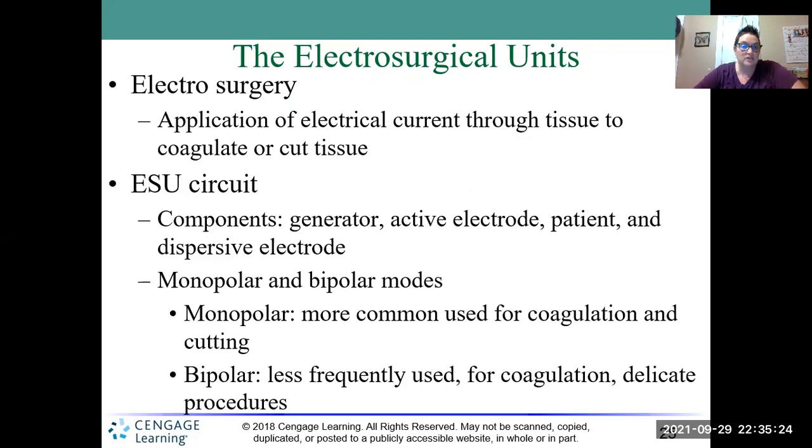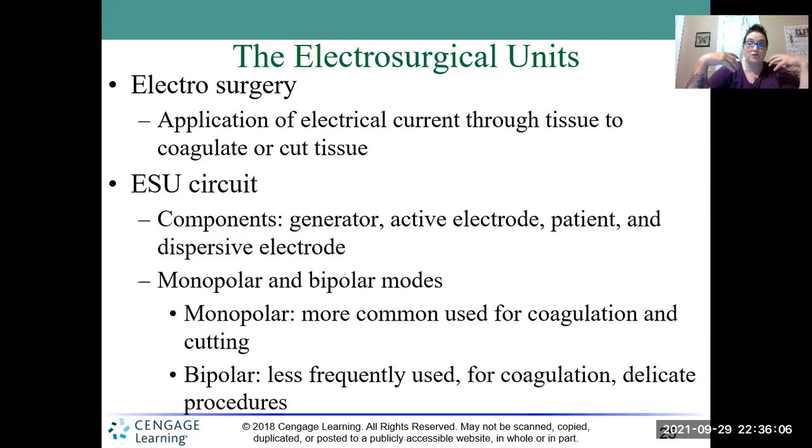So the electrosurgical units. So we're talking about your bovies here. And so this is that electrical current through tissue, and it provides the ability to, as we know, cut tissue as well as coagulate tissue. So these are really important. We use them all the time in the OR. There are several components to that you need to be aware of. We have the generator that is providing that energy, the active electrode that is used to actually incise or coagulate. Then the patient is part of that circuit, and then the dispersive electrode. So we'll talk about that.